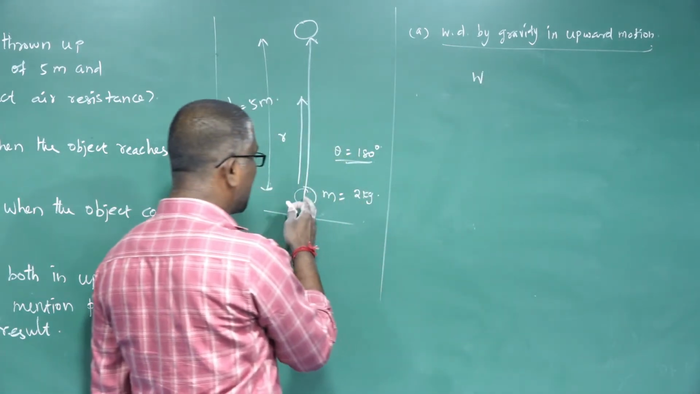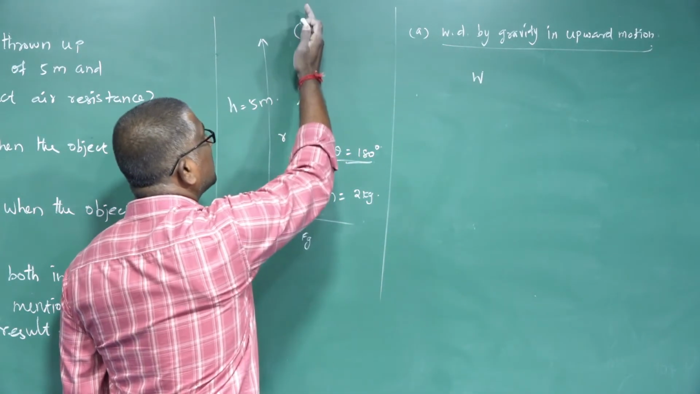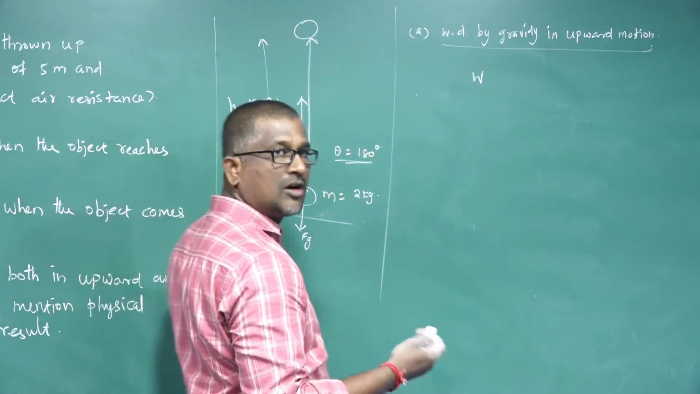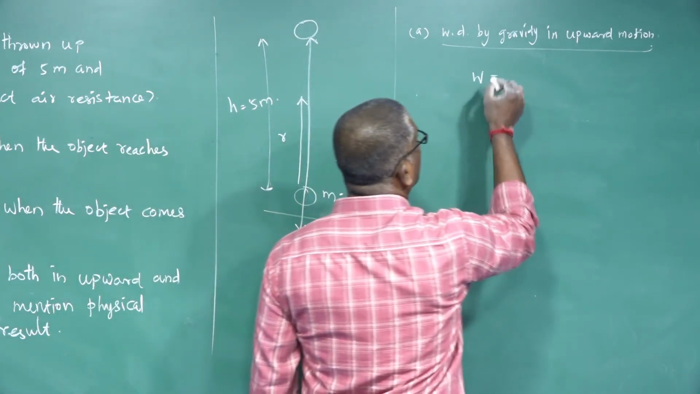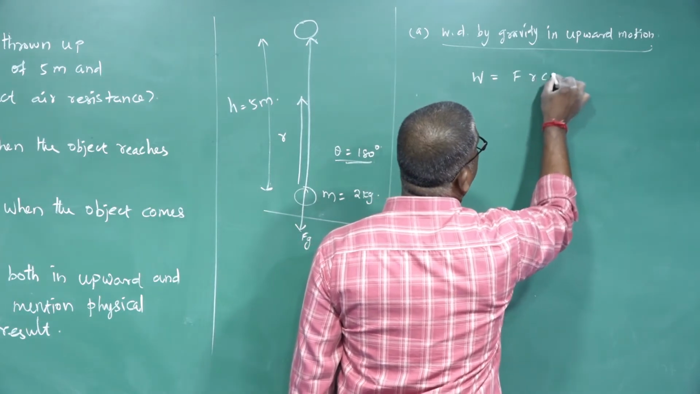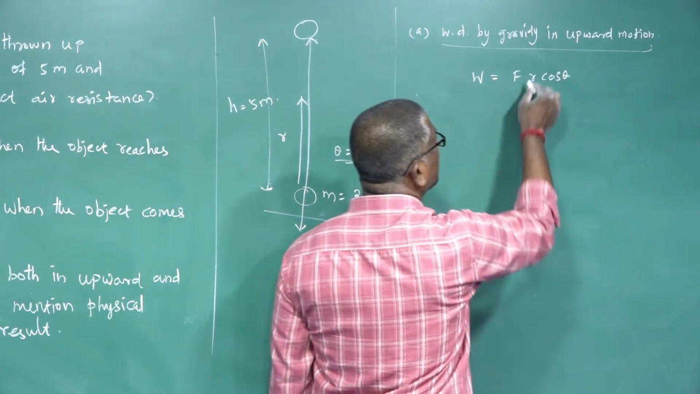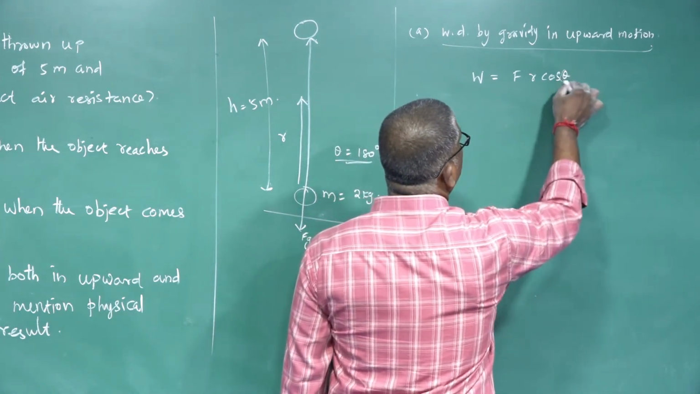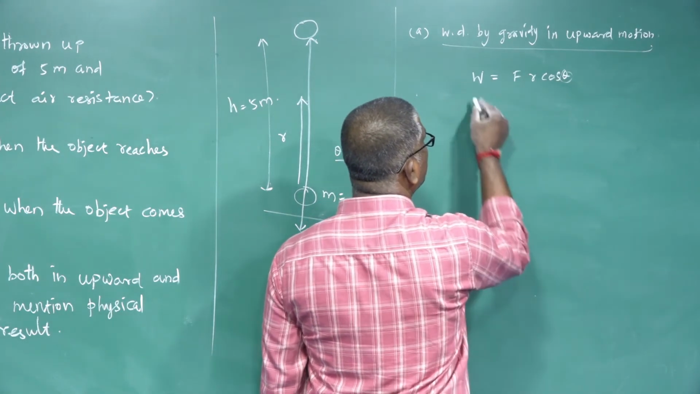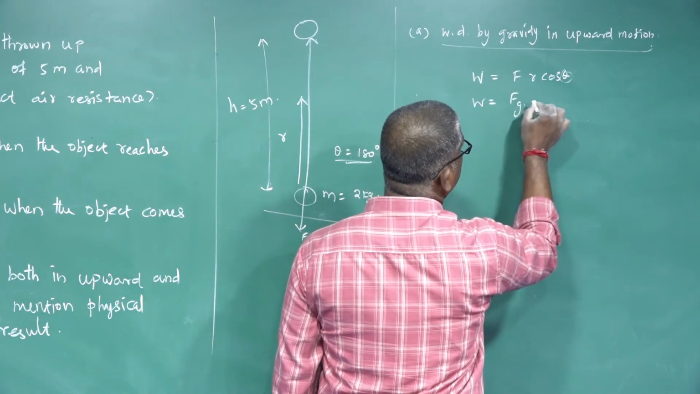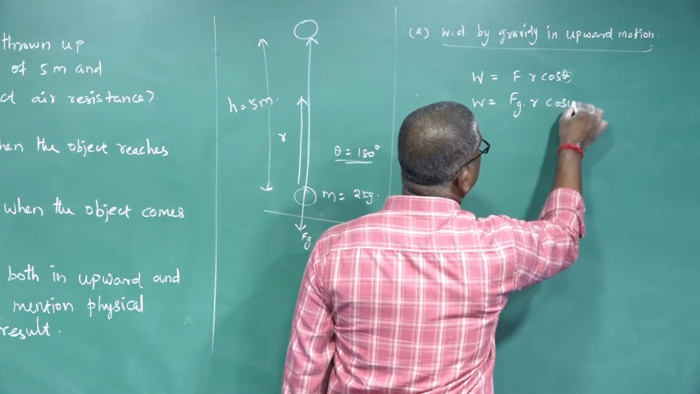Right? Work done by the constant force. Here the gravitational force acting on the object, when the object is moving in the upward direction, remains constant. The work done by a constant force formula we already know: W = F·r·cos theta, or F·dr·cos theta. Here, what is theta? The angle between force and the displacement. Here the given force is the gravitational force. So F_g·r·cos theta.